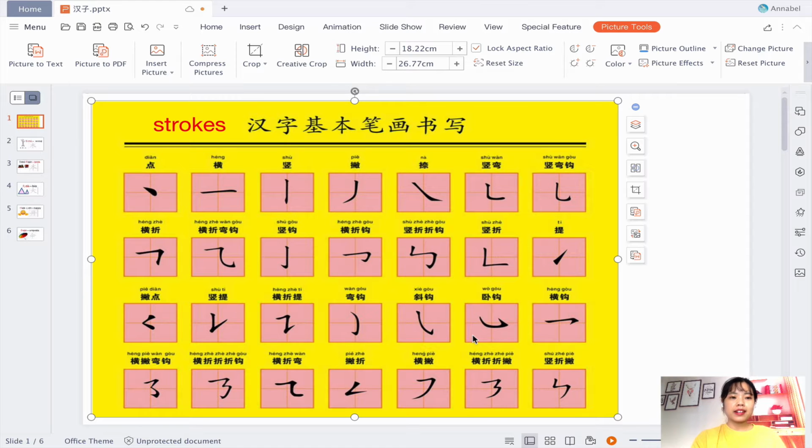I'm Annabel. Last week we learned the basic strokes of characters. So do you know how to read it and how to write it? Today we will focus on 点、横、竖、撇、捺. And you need to know how to use these strokes to make characters. Okay, now let's see the first character.